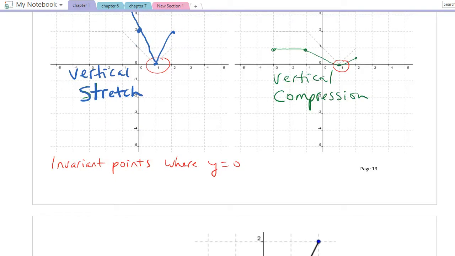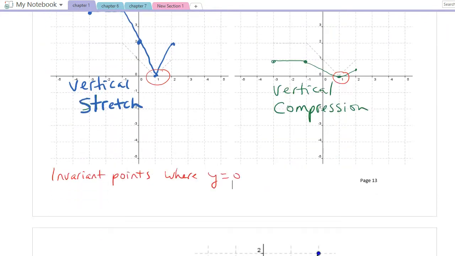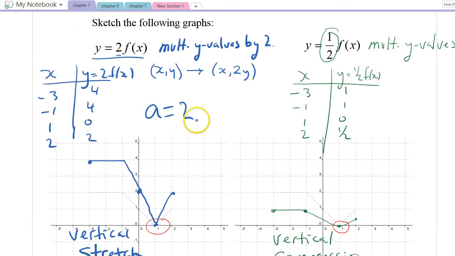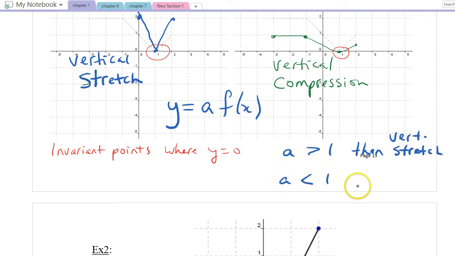Here I'll point out the generic way of looking at this, instead of a 2 and a half. Before we used h and k to talk about translations; here for the vertical stretch or vertical compression, my basic pattern is y is equal to a multiplied by f of x. So in this first example, I could say a is equal to 2. In this example over here, a is equal to a half. Okay, so we've learned that if a is greater than 1, then we get a vertical stretch. If a is less than 1, then we get a vertical compression.